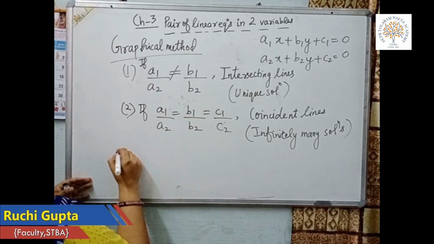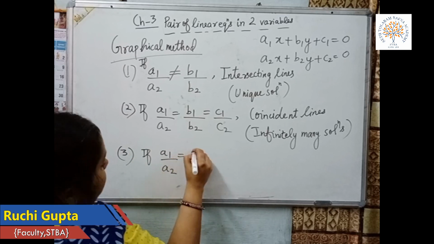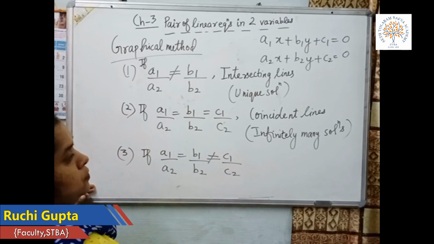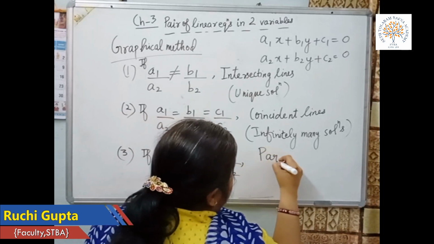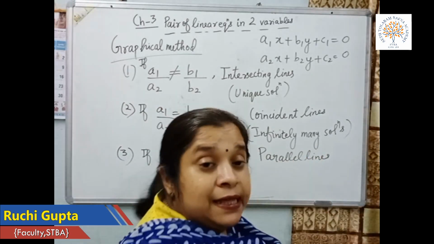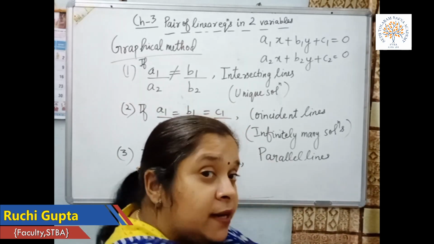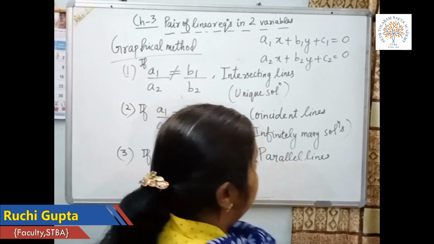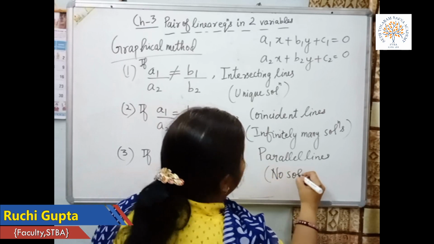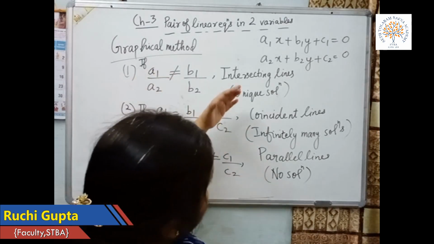Now the third is if a1 upon a2 is equal to b1 upon b2 but not equal to c1 upon c2. These equations represent parallel lines. Remember parallel lines? They never intersect each other at any point, however far they are produced. What does it mean? They have no solution, because there is no point where these lines intersect. So these are the three main conditions of the graph.